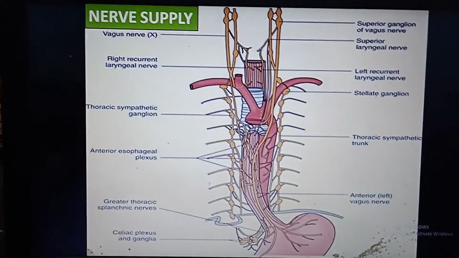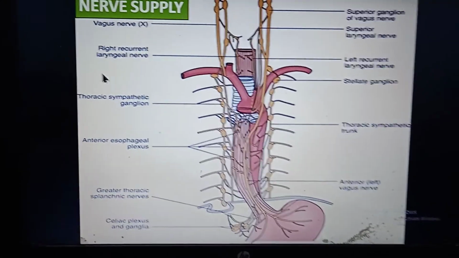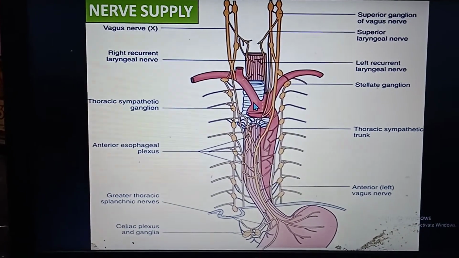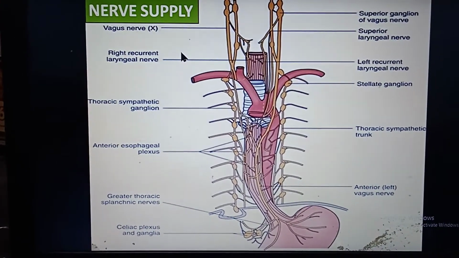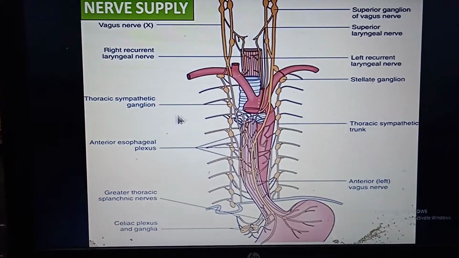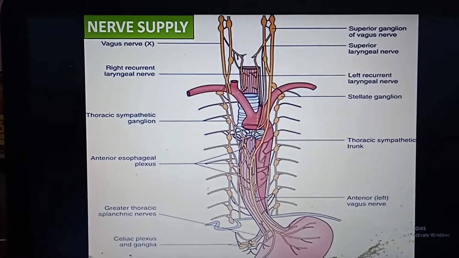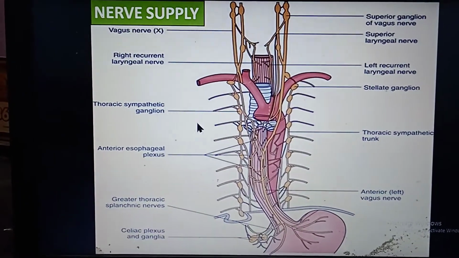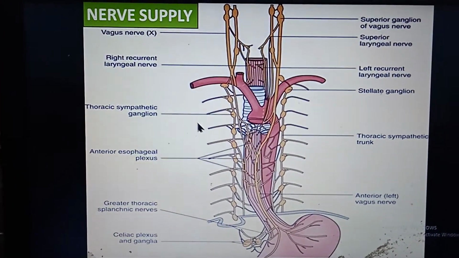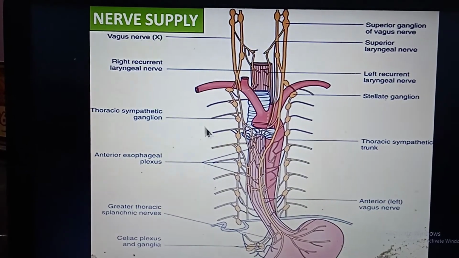Nerve supply: the esophagus is supplied by both sympathetic and parasympathetic. Parasympathetic is by the vagus nerve and the recurrent laryngeal nerve, and they form the oesophageal plexus, and these are motor, sensory, as well as secretomotor. Whereas the sympathetic is sensory and vasomotor, and sympathetic is from the T5 to T9 spinal segment. Here it is not written, but from T5 to T9 spinal segment, the sympathetic nerve is coming out.